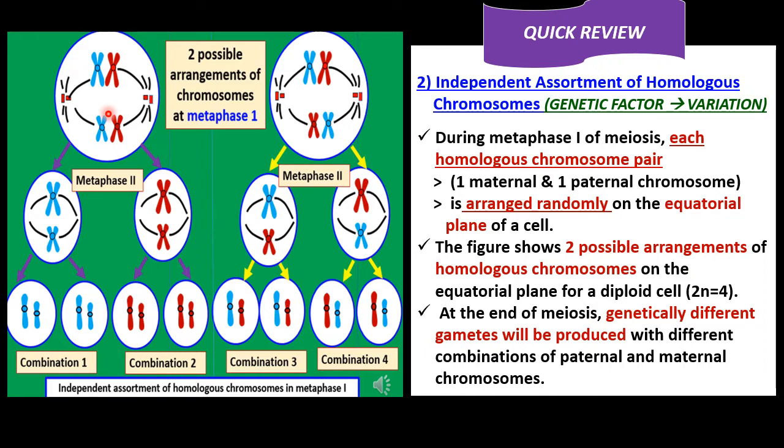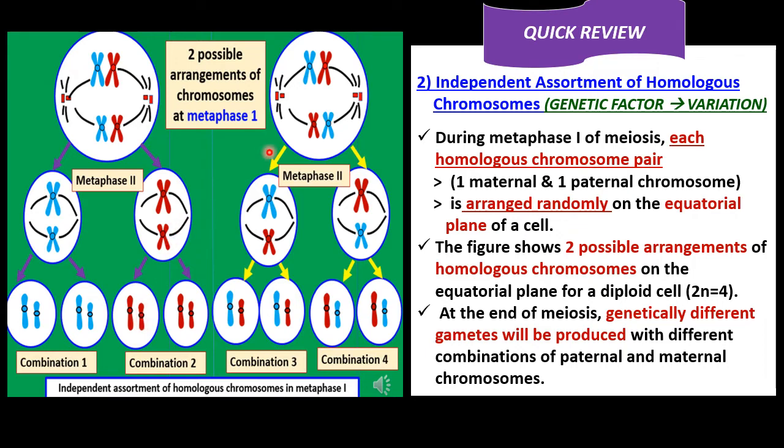So in the end, these 2 paternal chromosomes, paternal chromosome number 1 and paternal chromosome number 2, will move to the same pole and be found in the same gamete. So the first gamete only has paternal chromosomes from this individual, and then the maternal chromosomes are facing the same pole. So at the end of meiosis, these 2 maternal chromosomes will be found in the same cell. So the second gamete has only maternal chromosomes.